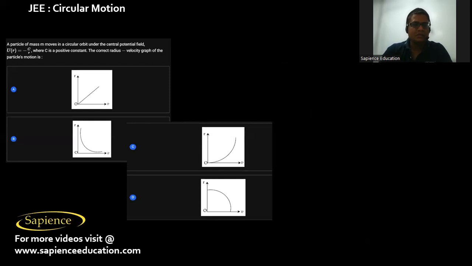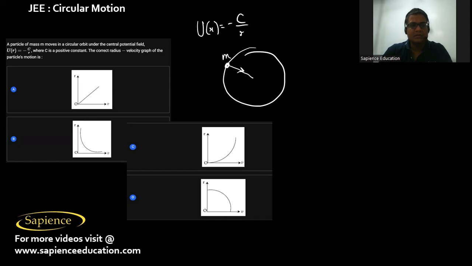And here it is told a particle of mass m moves in a circular orbit under the central potential field, means the u as a function of r is equal to minus c by r, where c is the positive constant. The correct radius versus velocity graph of the particle's motion is to be found.